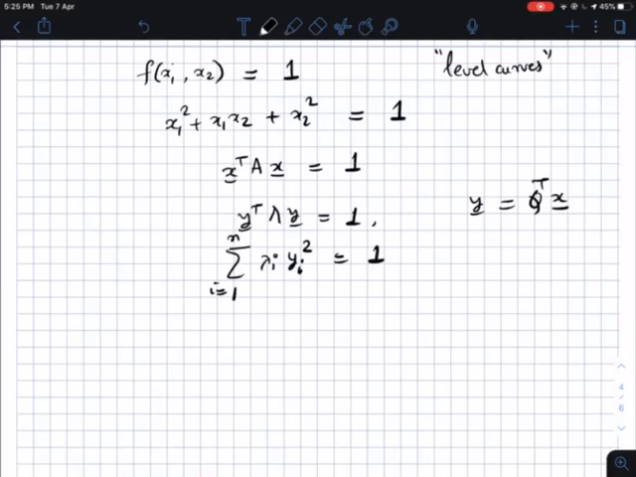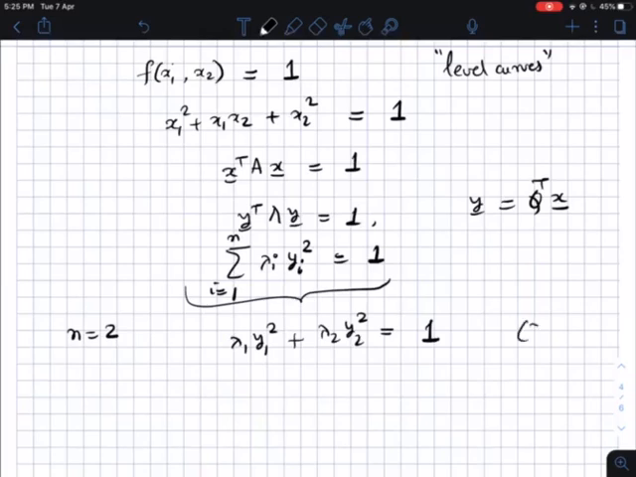Okay, so this is an expression now that is much easier to understand geometrically. For example, let's take the scenario when n is equal to 2. Then you will just have lambda 1 y1 square plus lambda 2 y2 square is equal to 1. Okay, and this in the y1 y2 plane is actually very easy to interpret. For example, let's take a simplistic scenario to understand. What if lambda 1 and lambda 2 were both 1? Then this just becomes y1 square plus y2 square is equal to 1, which is simply a circle, right? So it is just going to be a circle in the y1 y2 plane.